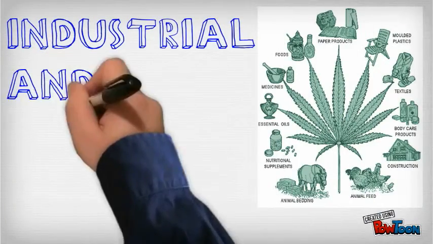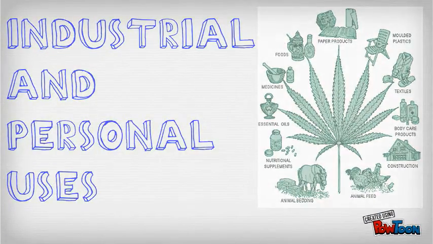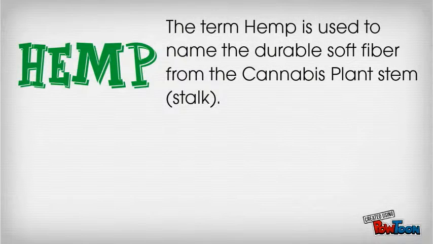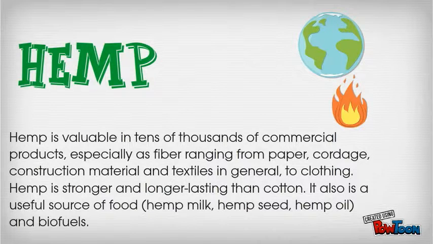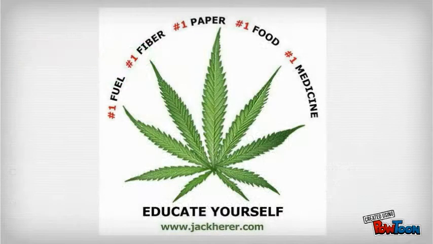Industrial and personal uses. Hemp. The term hemp is used to name the durable soft fiber from the cannabis plant stem or stalk. Hemp is valuable in tens of thousands of commercial products, especially as fiber ranging from paper, cordage, construction material, and textiles in general to clothing. Hemp is stronger and longer lasting than cotton. It is also a useful source of food like hemp milk, hemp seed, or hemp oil, and biofuels.